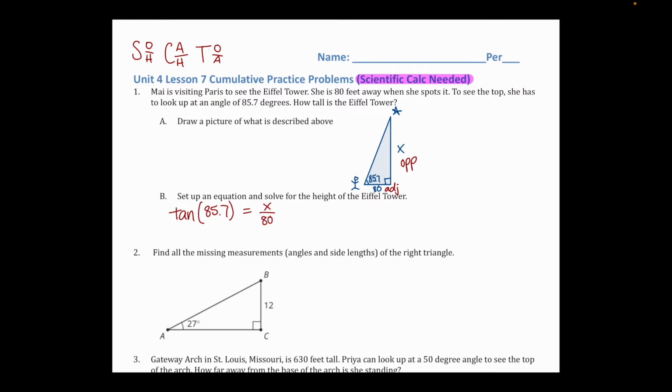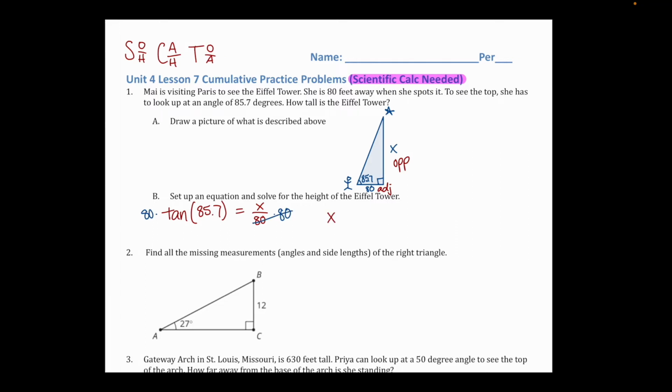Now that's the setup. The solve part is to just get x by itself, and we do that by multiplying both sides by 80. What happens here is these cancel. We would just have x left over, and that's going to be 80 times the tangent of 85.7. And so this is what we're going to put into our calculator. So that is going to be 80 times tangent of 85.7.